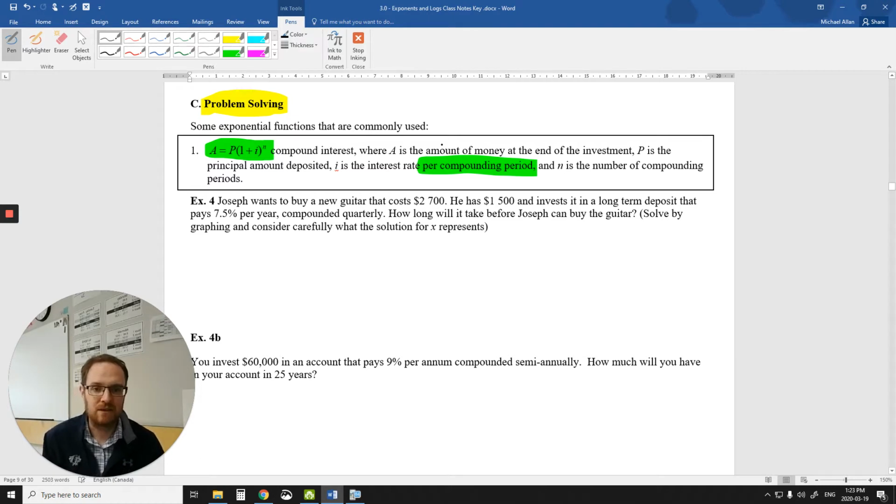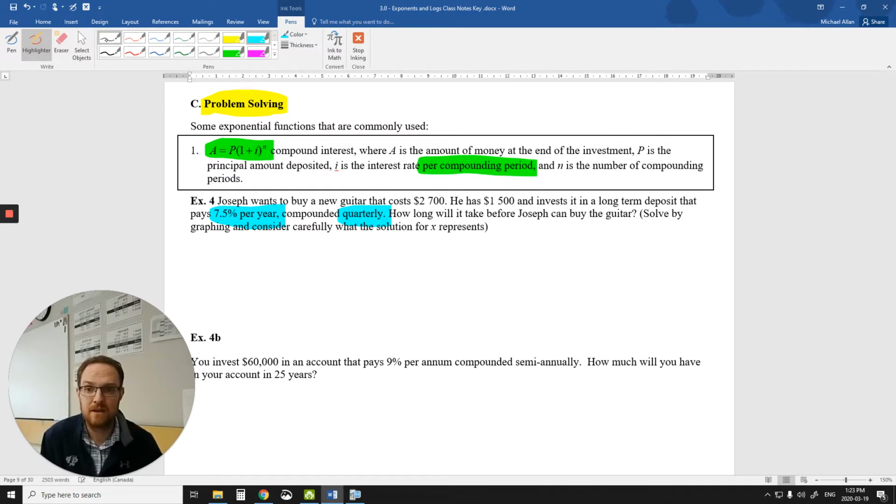So let's see how that relates to what we're doing here, and how the i is going to change from what you see here sometimes. If I look at this first question here, I have an interest rate per year. It says per year, and compounded quarterly. So that's going to be a bit weird. You want to know how much interest per quarter, per compounding period.